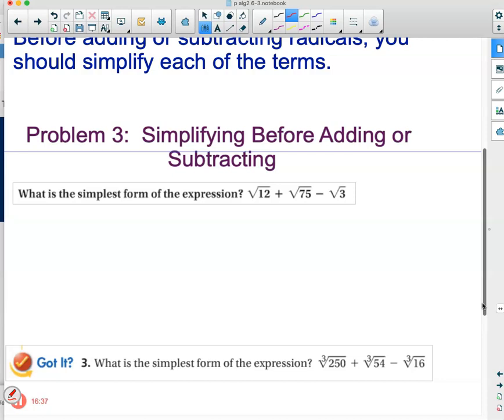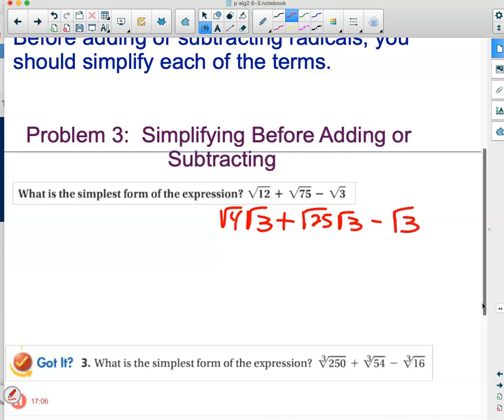We know the square root of 12 is not in simplest form, because give me the perfect square we know goes into 12. Square root of 75, that's not simplified. Give me the perfect square we know goes into that one. 25. And then you think about the square root of 3. Well, that one's done. There's nothing we can do with the square root of 3.